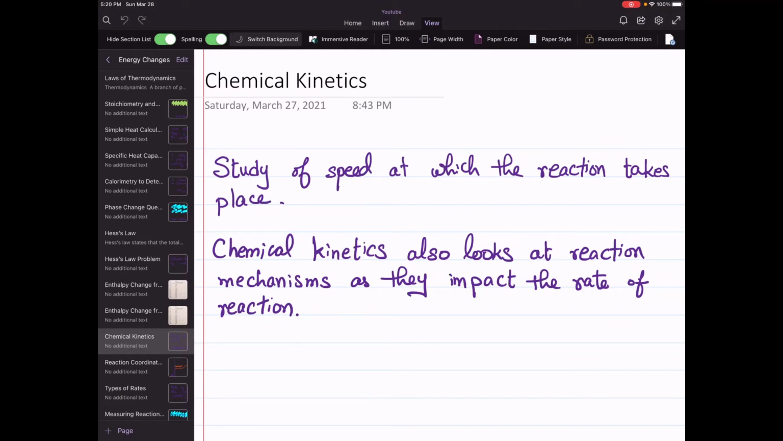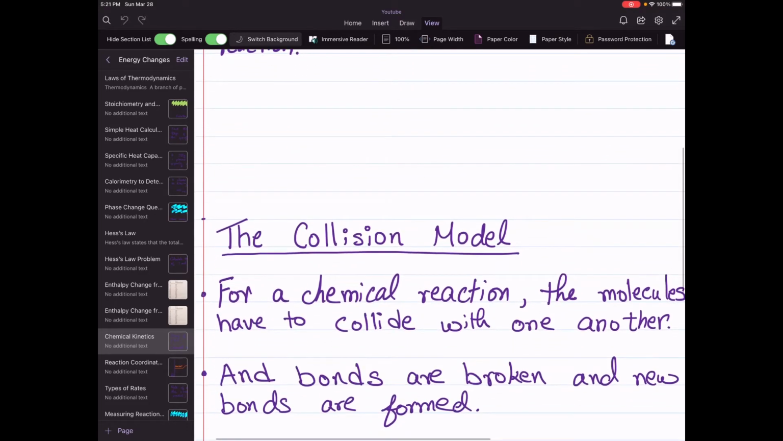Reaction mechanism is kind of like the process, the steps a reaction goes through to convert from reactant to a product. Okay, so chemical kinetics, just recapping, is the study of the speed or the rate of reaction. And chemical kinetics is dependent on the mechanism of the reaction. Mechanism, in other words, is how, or what steps, a reactant goes through to convert into a product. Now, to understand chemical kinetics, we have to look into the collision theory.